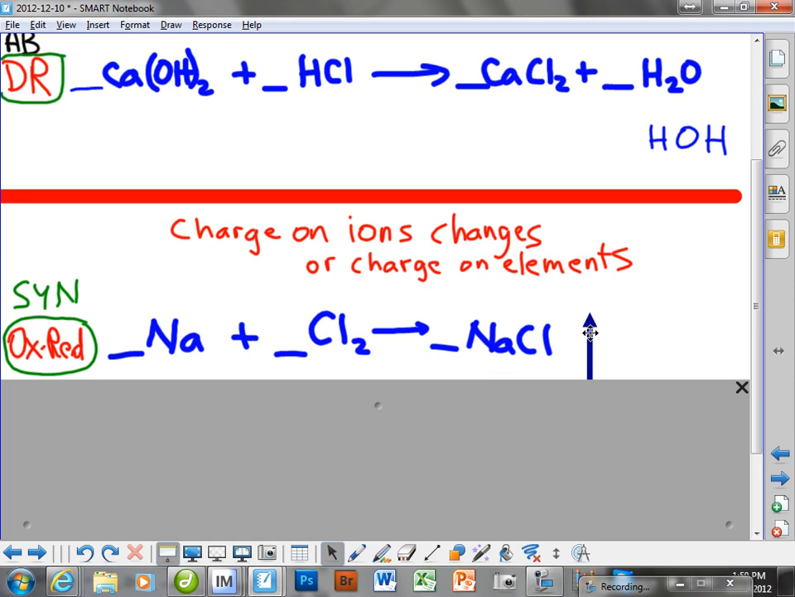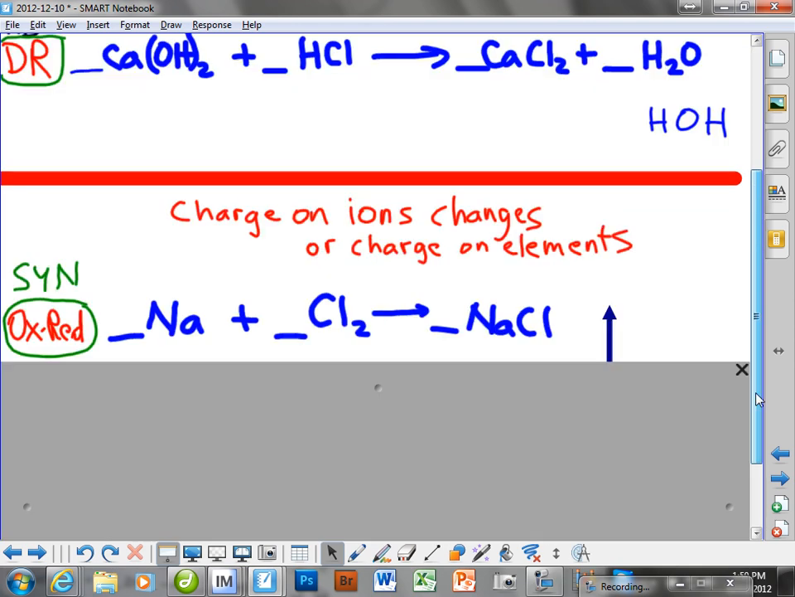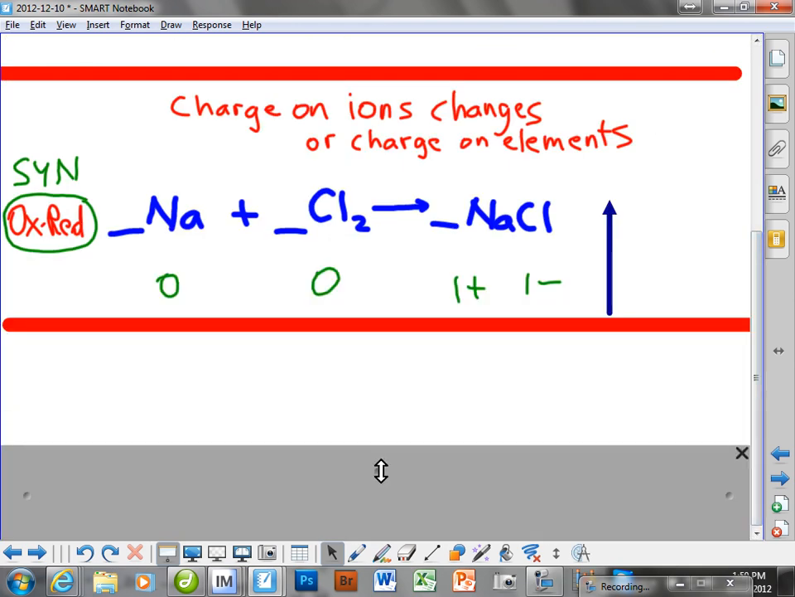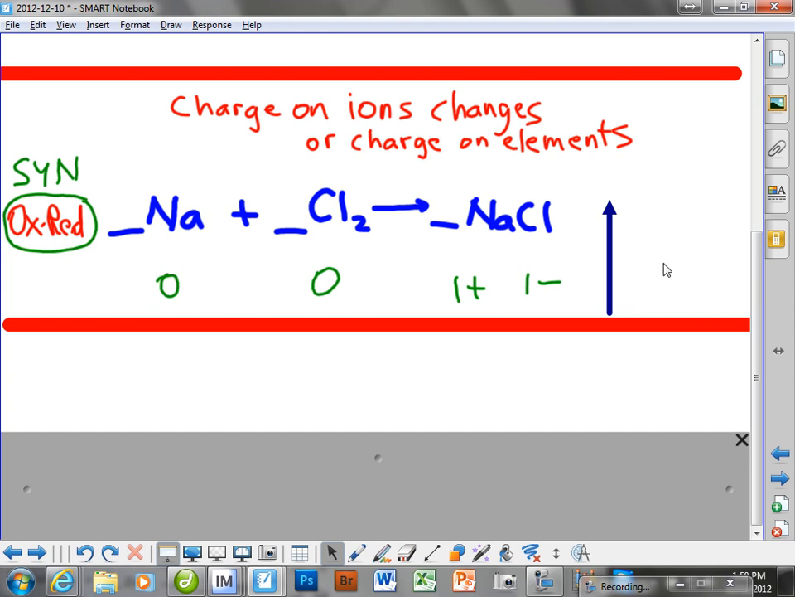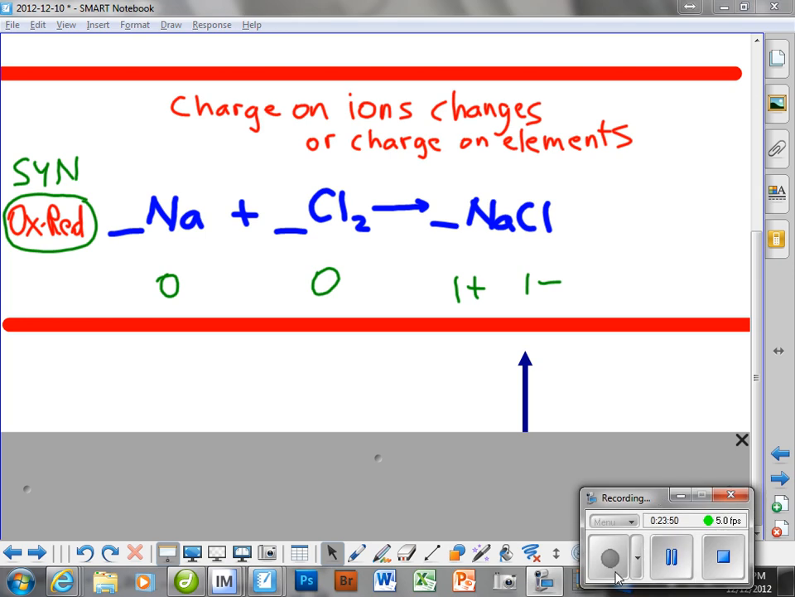Okay? Yes, sodium and chloride. Chlorine over here, chloride over here. Yes, exactly the same. And so there you have the explanation, and here you see sodium is a 0, chlorine is a 0 charge, and over here sodium ion is a 1+, and chloride ion is a 1-. And now you know how to do classifying of equations.